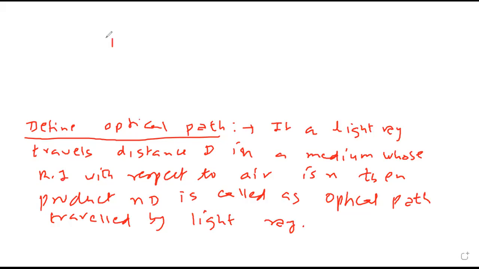If it is air, then the distance will be d. If it is a medium with refractive index n, then it is nd. This nd is called optical path. Just copy, then we'll see what will be optical path difference. If a light ray travels distance d in a medium of refractive index n, then optical path is nd.